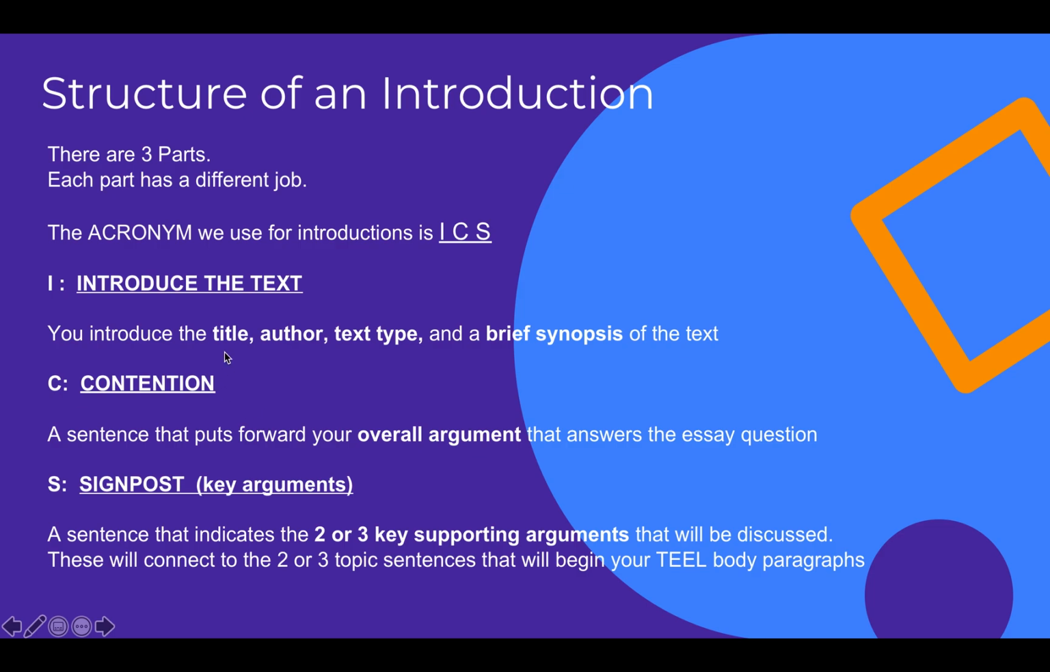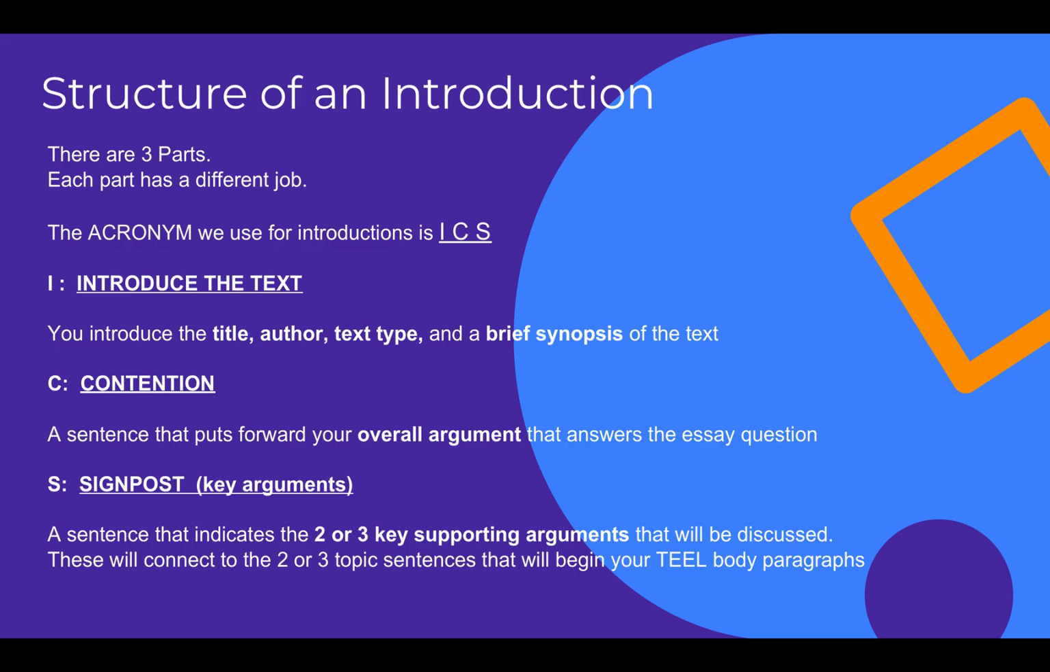The next thing you're going to do, so once you've done the introduction to say who's the author, what's the title, and what it's about, you are then going to give us the contention. Now, this is a big word. So contention is basically a statement, a sentence that is your overall argument that answers the essay question. Now, I've boldened overall because actually your essay will have 2 or 3 arguments, supporting arguments, but your contention is your overall argument, your big argument that answers the question. And you'll see an example of that in a moment.